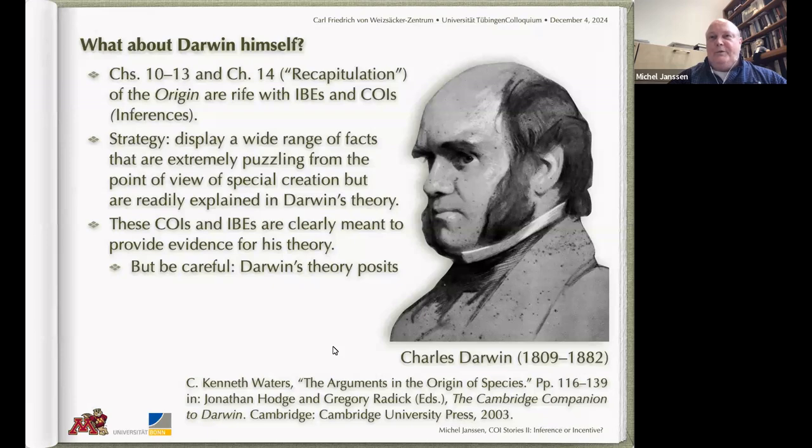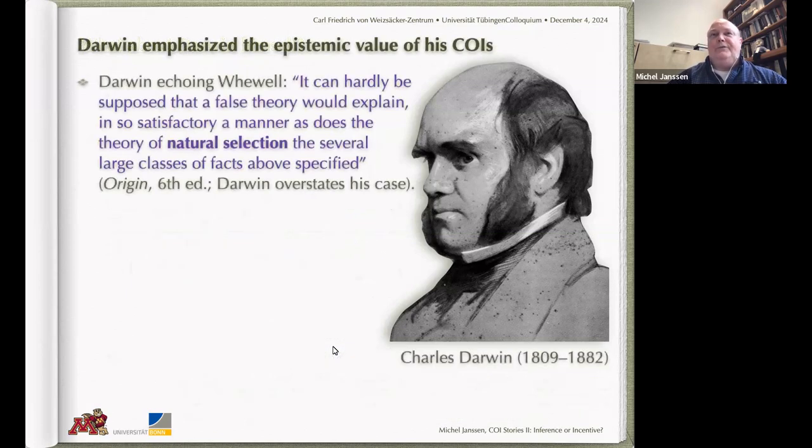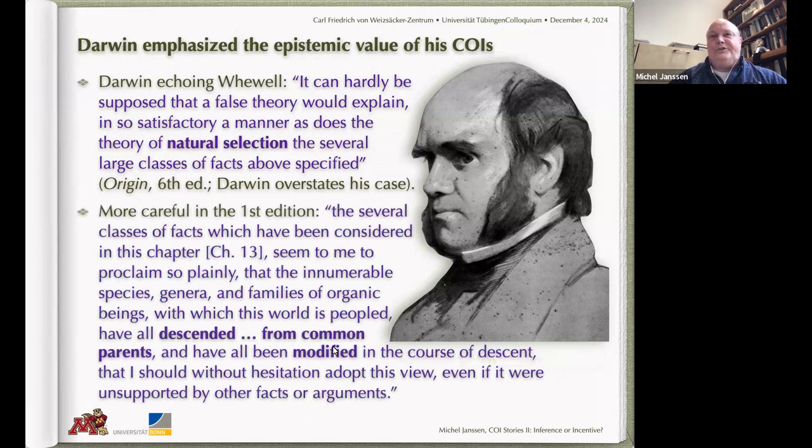But you have to be careful. Darwin's theory posits three things: descent with modification from a common ancestor or ancestors through natural selection. And most of these arguments only support A and B and not the theory of natural selection. If you look at the most common edition of the Origin, the 6th edition, he overstates his case. This is very Orwellian, where Darwin writes, "It can hardly be supposed that a false theory would explain in so satisfactory a manner as does the theory of natural selection the several large classes of facts above specified." He was more careful in the 1st edition. I won't read you the whole quote, but now he doesn't say the theory of natural selection, but the idea that they're descended from a common parent and modified. So now he does say the two elements that are actually supported by these arguments.